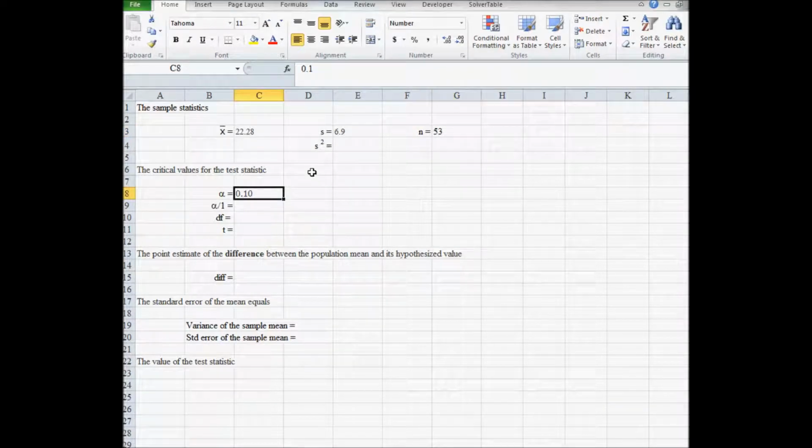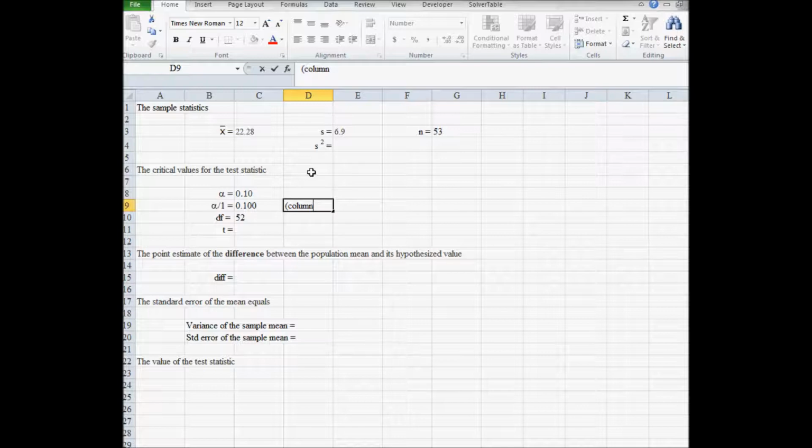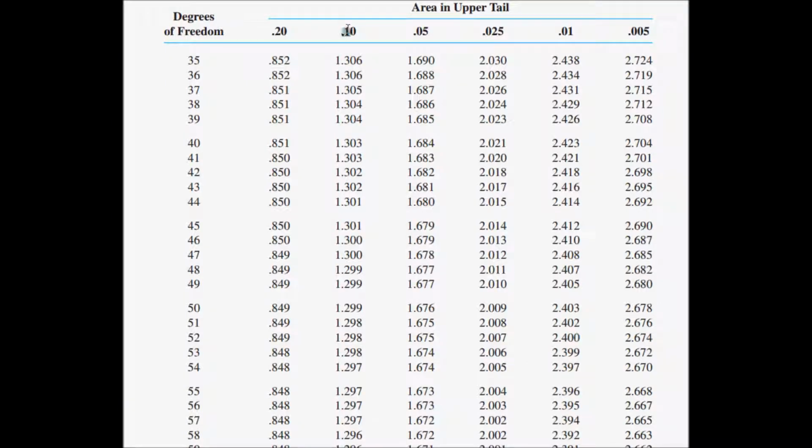So with a significance level of 10%, a one-tailed test, we don't divide the alpha because it's a one-tailed test. The degrees of freedom are 53 minus 1, 52. So we find the t critical value, which is negative, in column 0.1 and row 52. So column 0.1 of the t-table and row 52, thus the lower critical value is a negative 1.298.